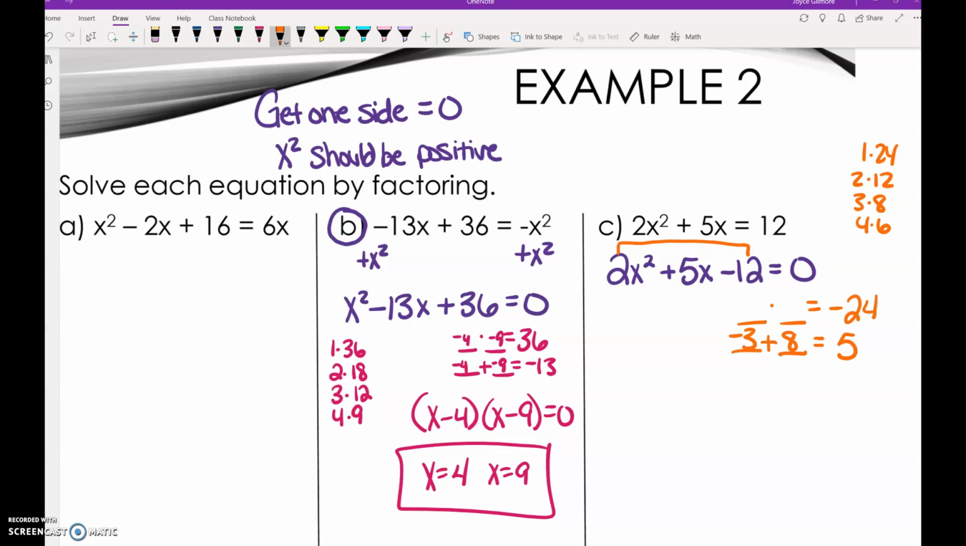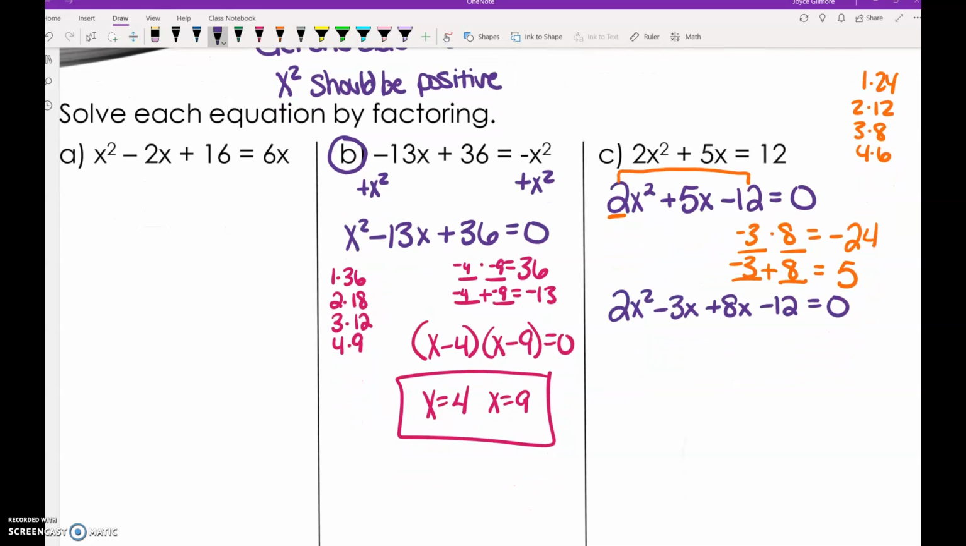Negative 3 times 8. Unfortunately, we can't just do x minus 3, x plus 8 and be done with it because of this 2 in front. Instead, we have to write this as 4 terms, 2x squared minus 3x plus 8x minus 12, and then factor by grouping. Or you could factor by guess and check.